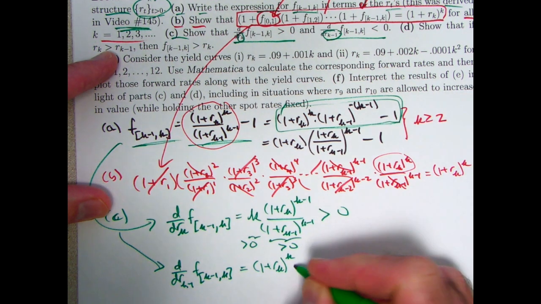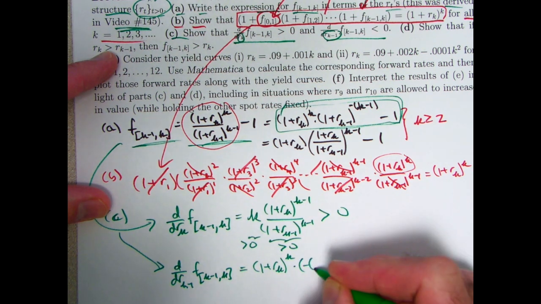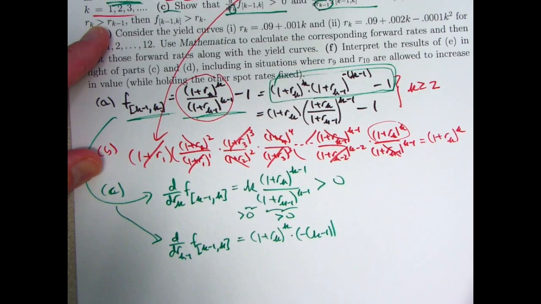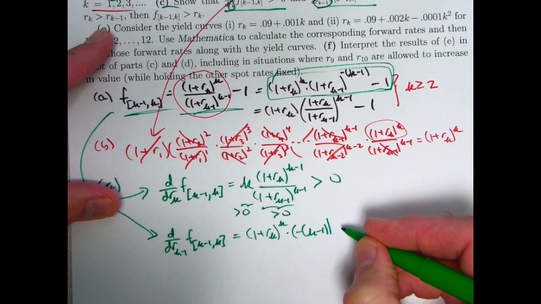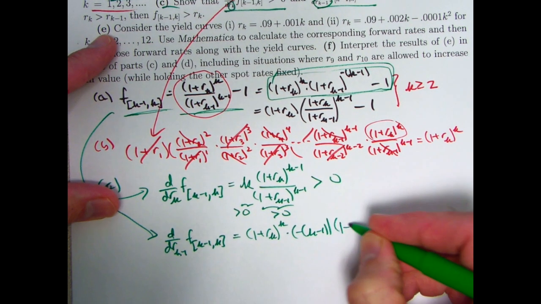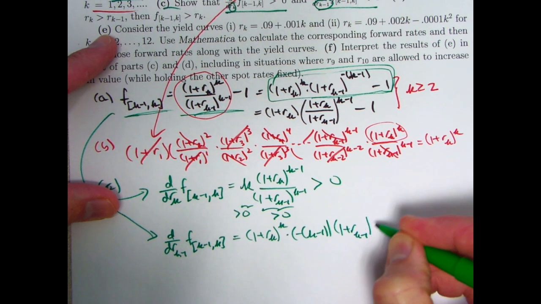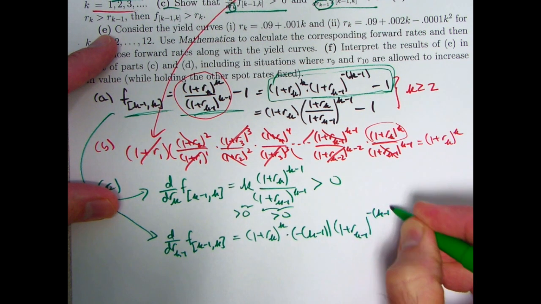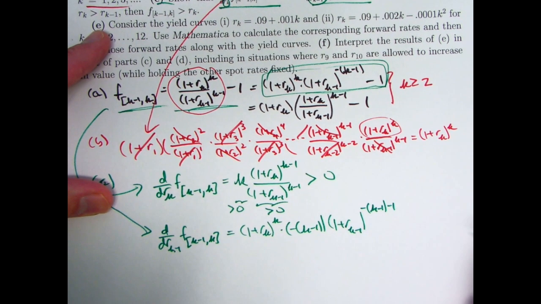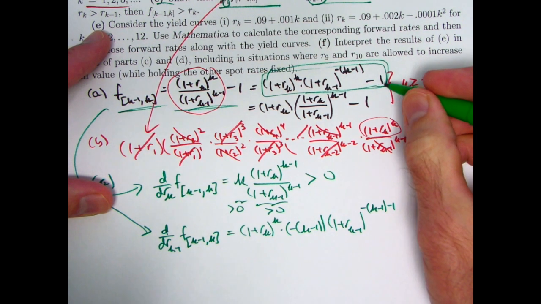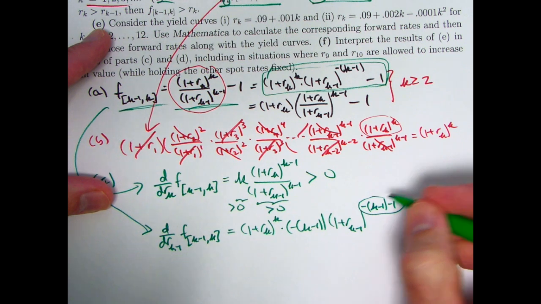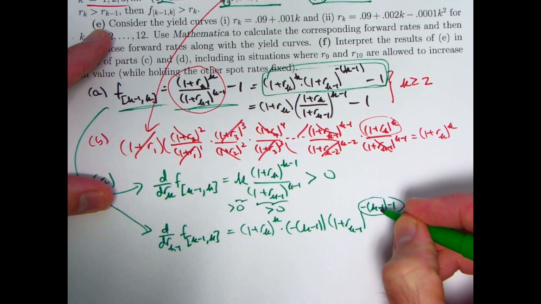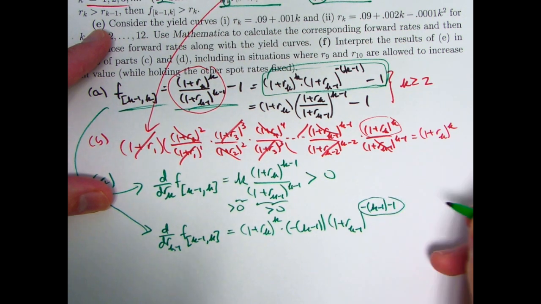I can bring that down in front of it, get negative k minus 1. I can also bring that in front if I want to reduce the number of parentheses here. And then I have 1 plus rk minus 1 to the negative k minus 1 minus 1, subtract 1 from the exponent. And then when I differentiate minus 1, I get 0. If you like, this can be simplified. Distribute the minus sign through. I get a plus 1, then a minus 1. The 1s would cancel. This would simplify to negative k.